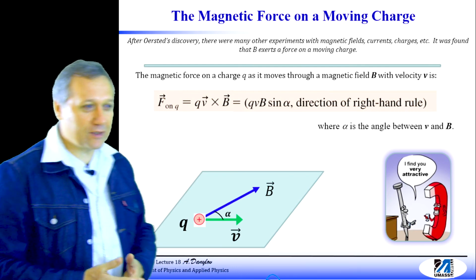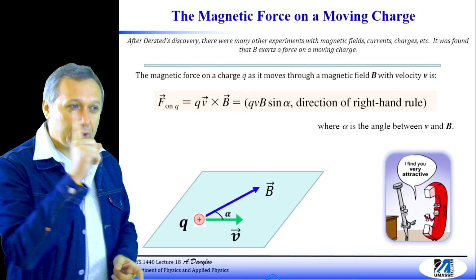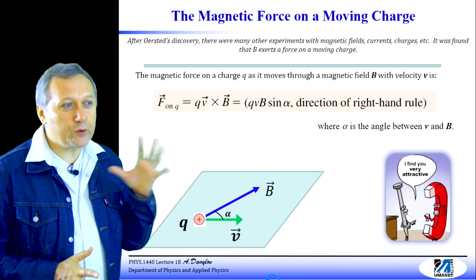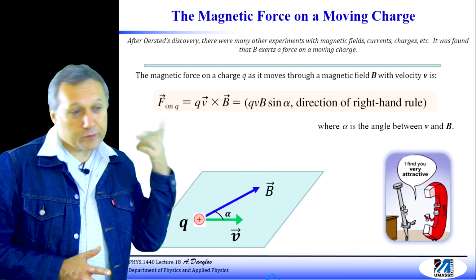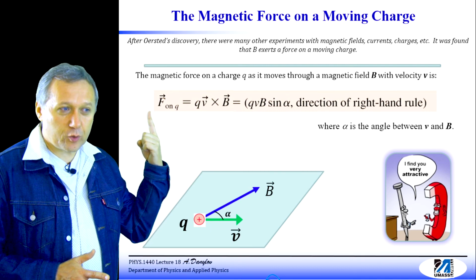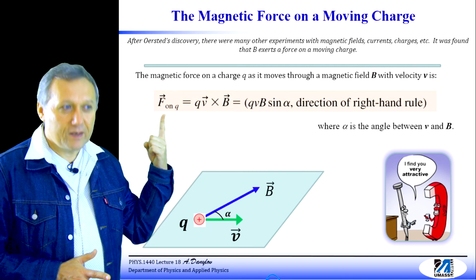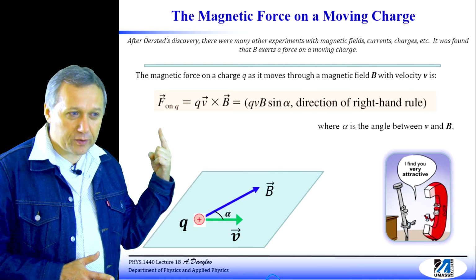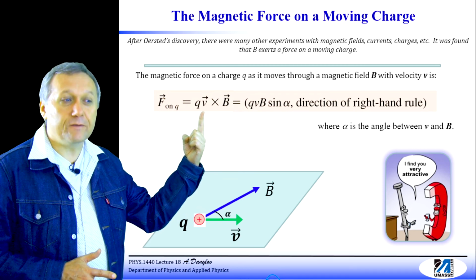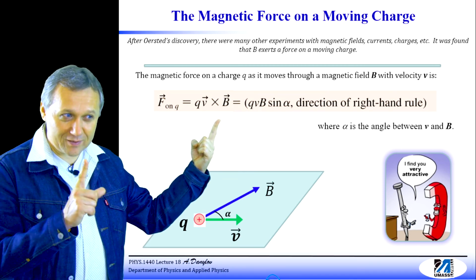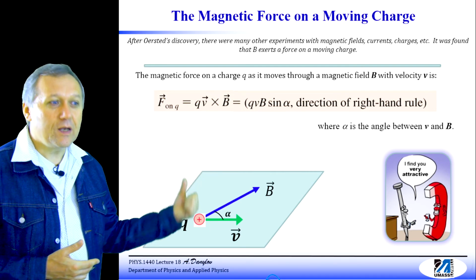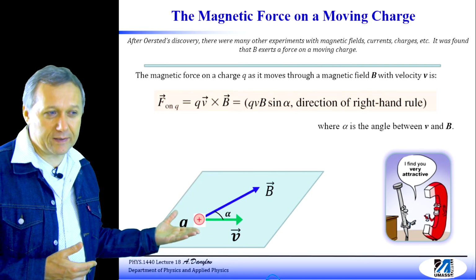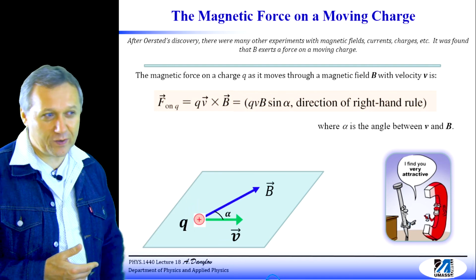Why did I bring this plane into the picture? Because you need to remember, even before you start applying the right-hand rule, that the cross product is all the time perpendicular to both of these vectors, v and B. So the direction of this new vector must be perpendicular to the plane where these two vectors lie.